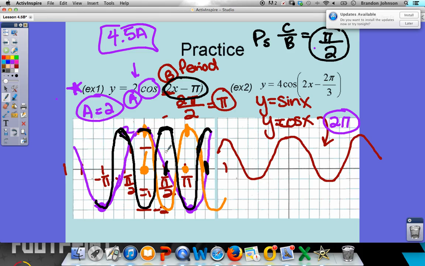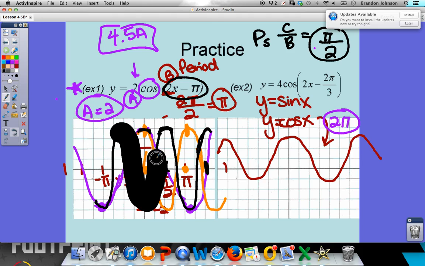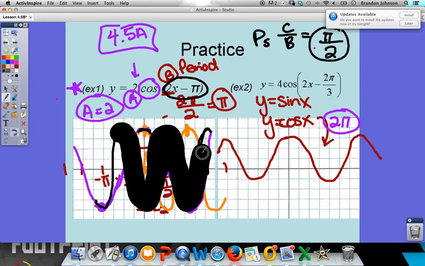So again, I know it looks really, really confusing, but if I were to make this a little bit larger, this may help out a little bit. Our graph should look something like this right here. Now I know that was probably a little too much, but you get the idea.